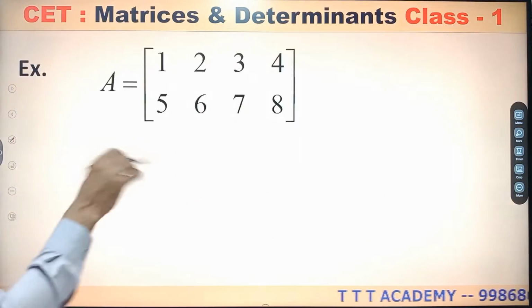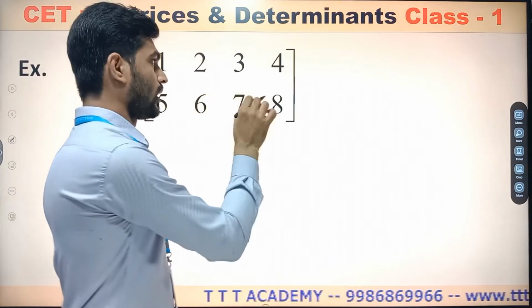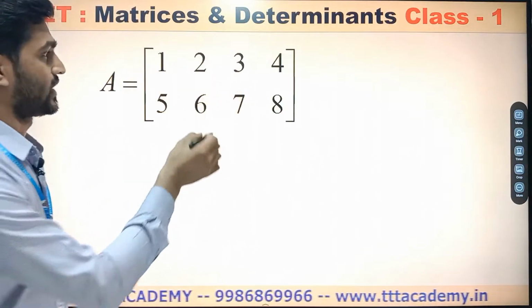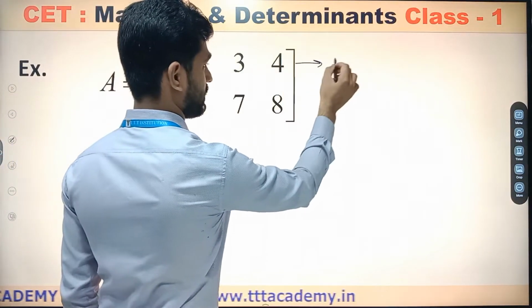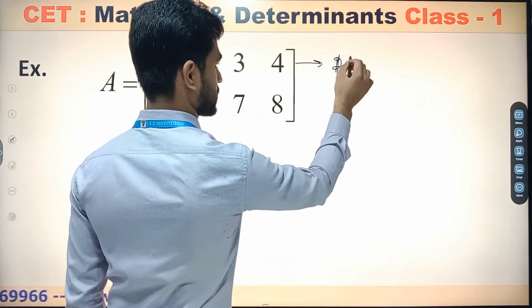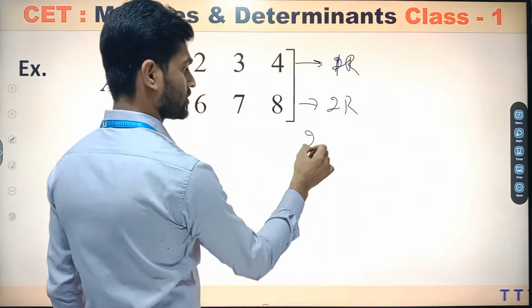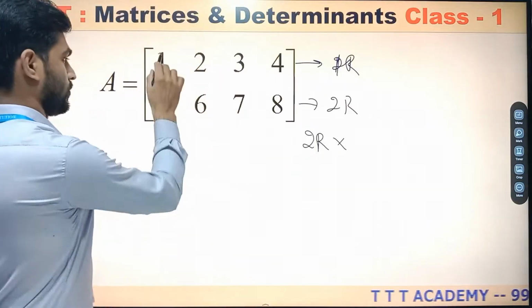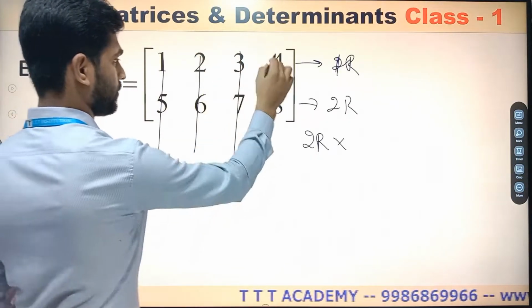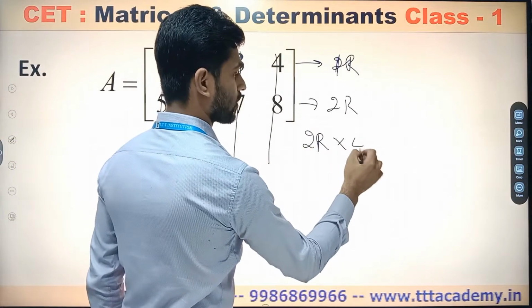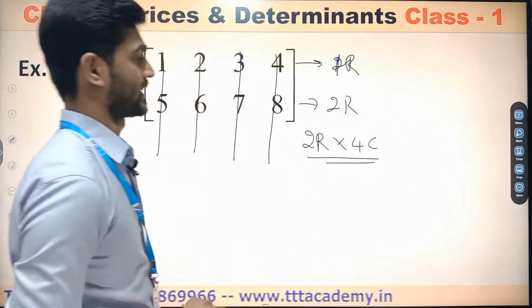Next, one more example. Here A is another example in which you can observe only 2 rows. This is the first row and this is your second row. I mean that here there are 2 rows into how many columns? First column, second column, third column, fourth column. Therefore 4 columns. This is the order or size of matrix.